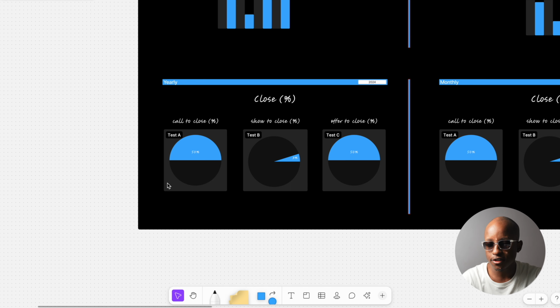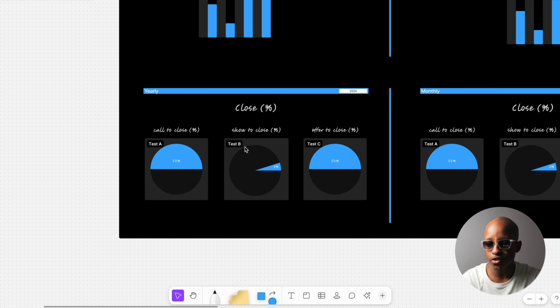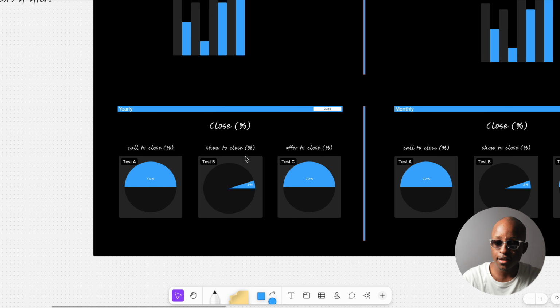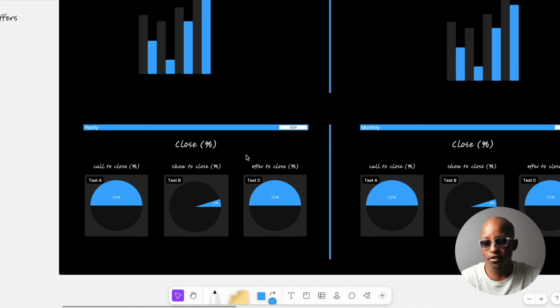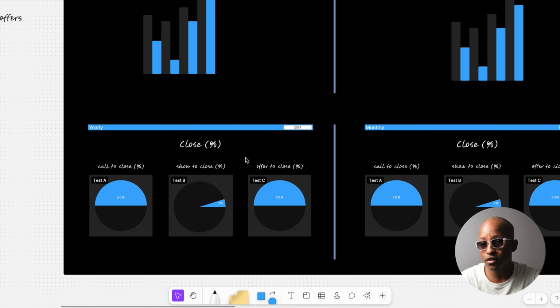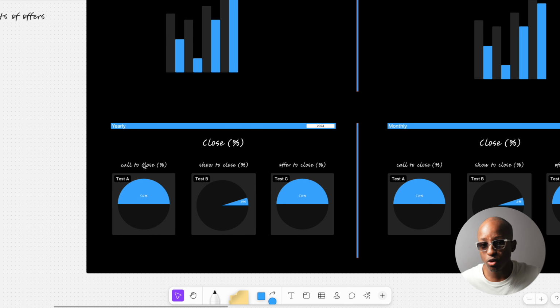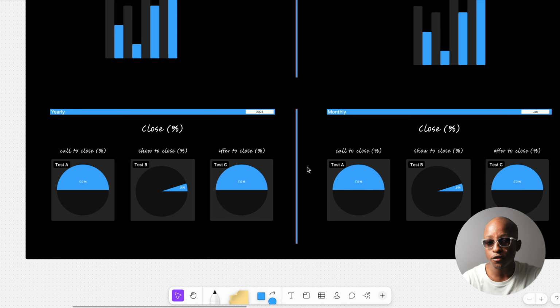The reason this is a pie chart is that it's simpler to understand percentages this way, basically having the percentages for calls to close, shows to close, because this guides you in understanding what percentage is happening in our calls, how many closers are closing the calls that we're having, and also shows to close, basically how many people are showing up to the calls that we can close, and also offers to close.